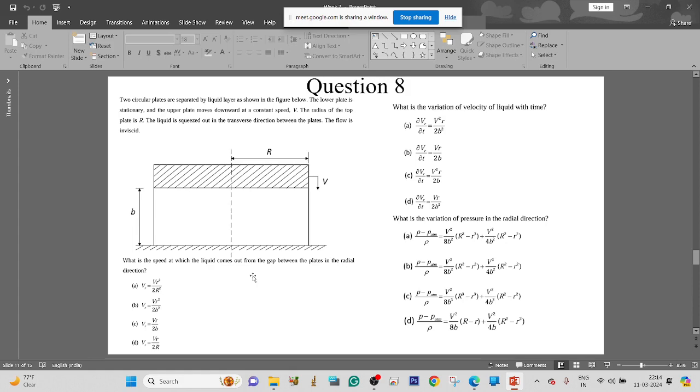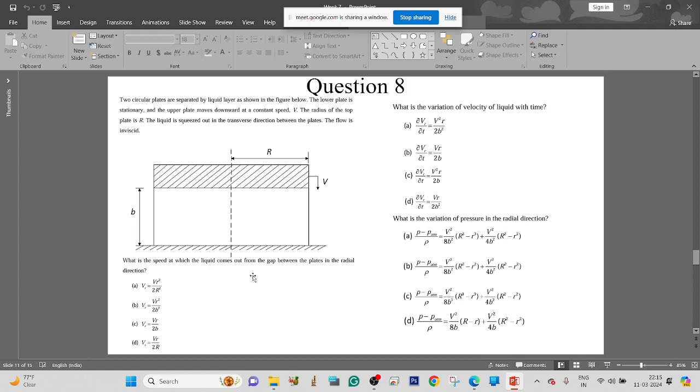Now, what about the next question? What is the variation of velocity? Yeah, A. So this is very easy. Del VR upon del T is equal to minus VR upon 2B square dB upon dt. So dB upon dt is equal to minus V. So del VR upon del T is equal to V square R upon 2B square.